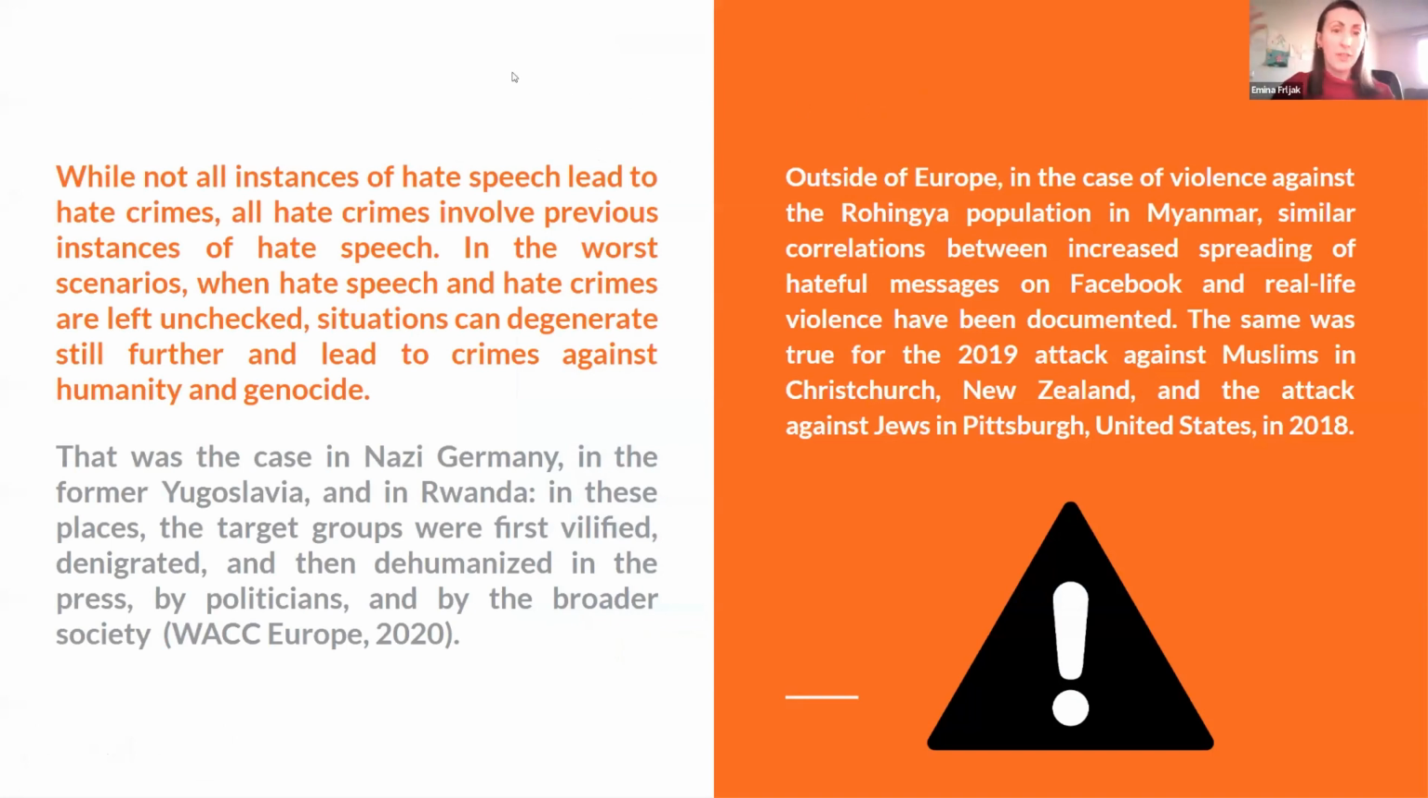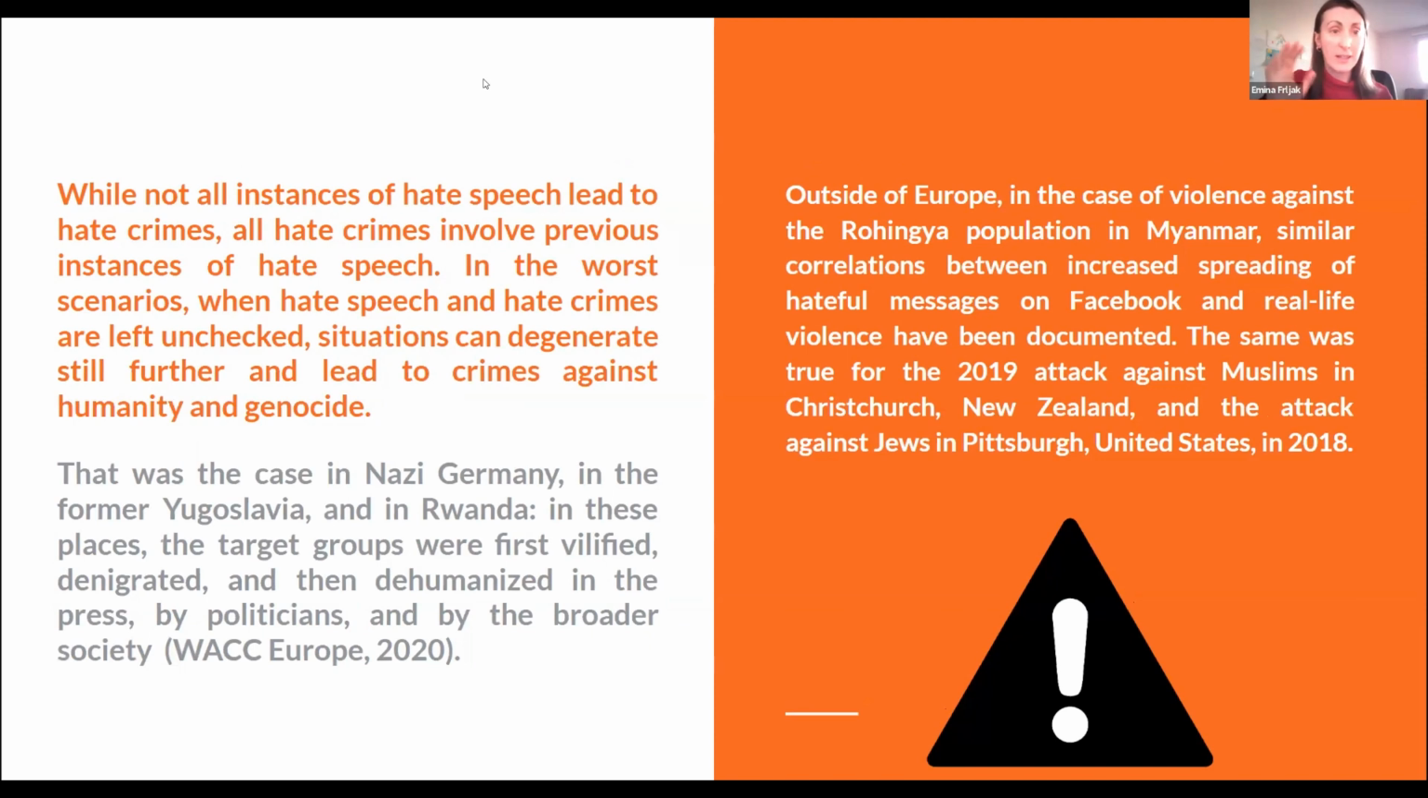So in the worst scenarios, if we have hate speech unchecked, we can have really large scale atrocities and crimes, as we could see in Nazi Germany. We could see it in the Holocaust. We could see it in my own place, Bosnia Herzegovina, during the war in Yugoslavia. We could see it in Rwanda, and also in the case of Myanmar, the Rohingya population. When it was happening, there was a clear connection between hateful messages on Facebook and real life violence. And the same was for the 2019 attack against Muslims in Christchurch.